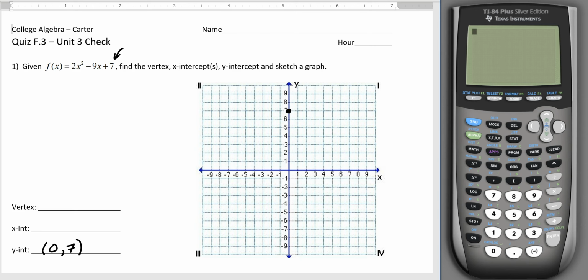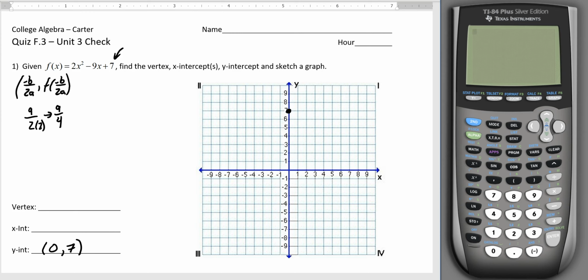So remember, to find my vertex, it is the opposite of b over 2a, comma, f of the opposite of b over 2a. So opposite of b over 2a would be 9 over 2 times 2, which would become 9/4. And I would probably just keep it as that fraction for now. So the x value is 9/4.